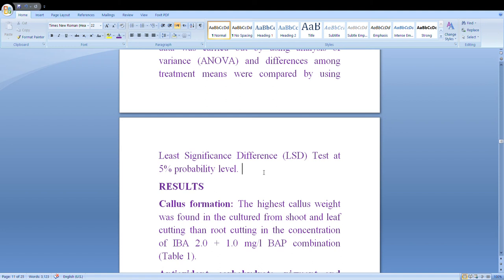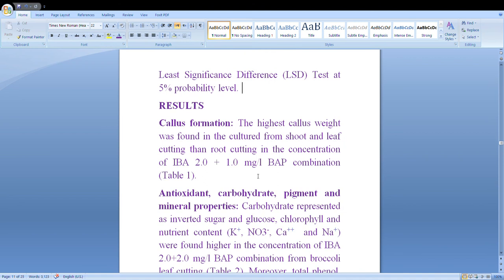Let's move to discuss result and then discussion. We can see here result. Callus formation: the highest callus weight was found in the culture from shoot and leaf cutting, then root cutting, in the concentration of IBA 2 plus 1 BAP combinations, Table 1.